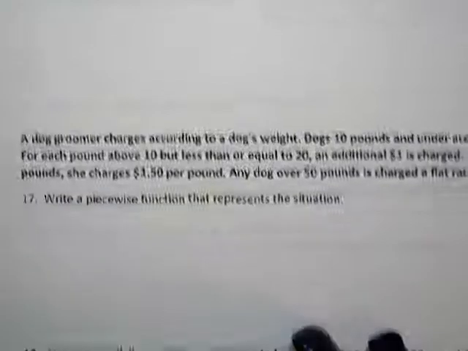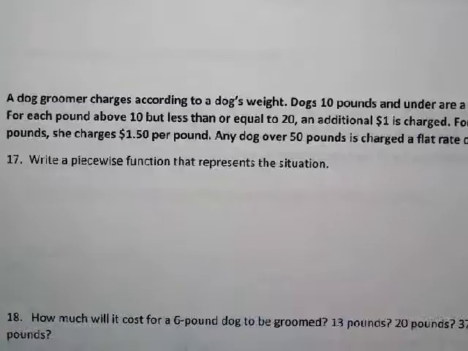So we've got a dog groomer who charges according to a dog's weight. Dogs that are 10 pounds and under are a flat rate of $20. For each pound above 10, but less than or equal to 20, an additional $1 is charged. For the next 30 pounds, she charges $1.50 per pound. Any dog that's over 50 pounds is charged a flat rate of $100.